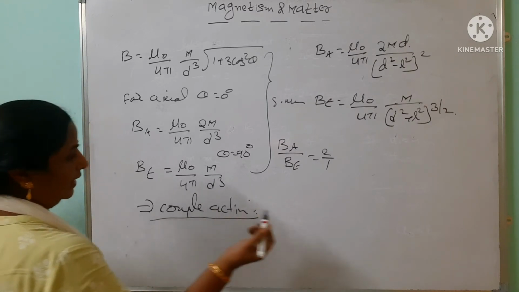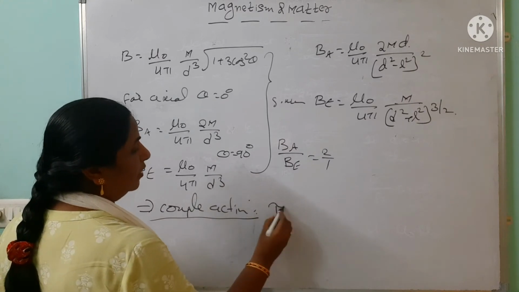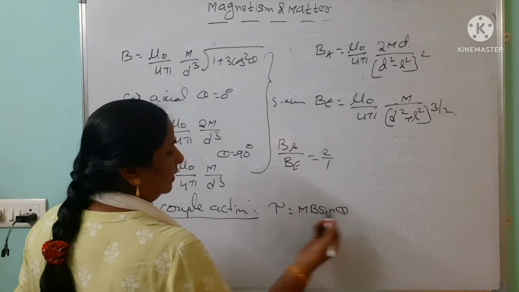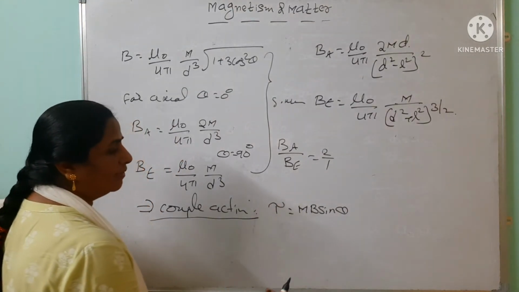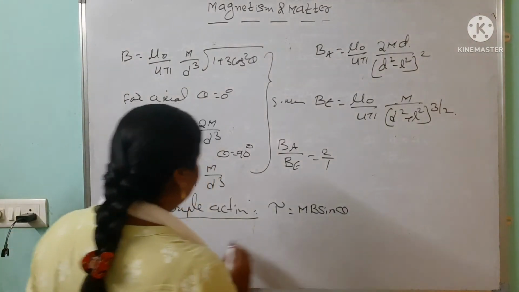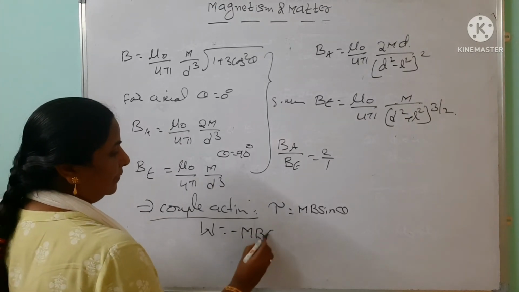on a magnet placed in a uniform magnetic field. Tau equals mB sin theta. Here you know that tau maximum is when theta is 90 degrees, and tau minimum equals 0 when theta equals 0 degrees. Like that, work done, here also work done is minus mB cos theta.